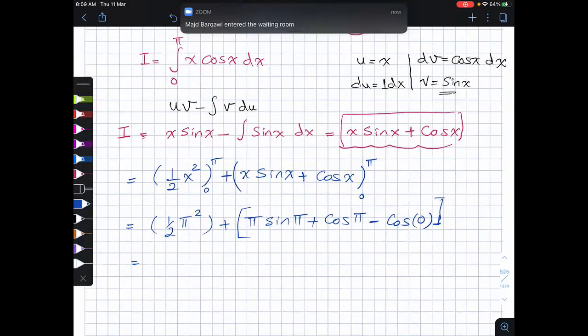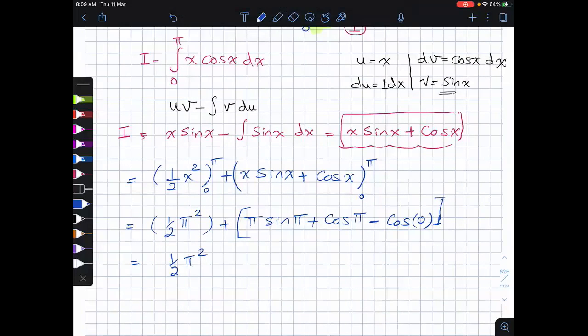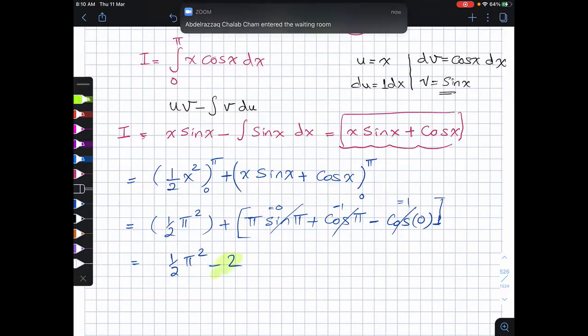So we have one half pi squared, and then pi sine pi. Sine pi is 0, so 0 times anything is 0. And cosine pi is negative 1, and cosine 0 is equal to 1, so negative 1, and again minus 1, gives negative 2. So this all is equal to one half pi squared minus 2. This was the first question, number 36, and this is the full answer.